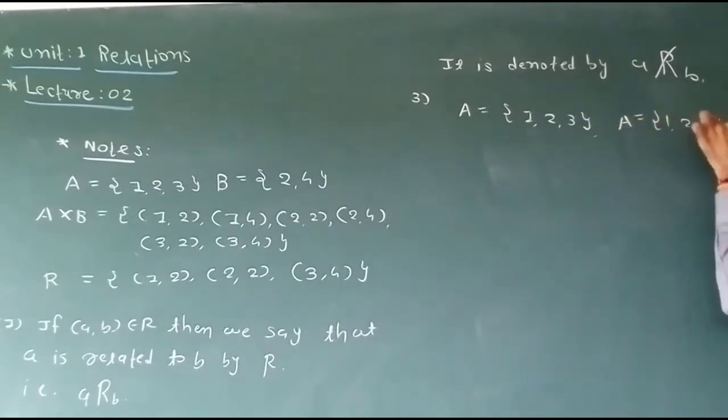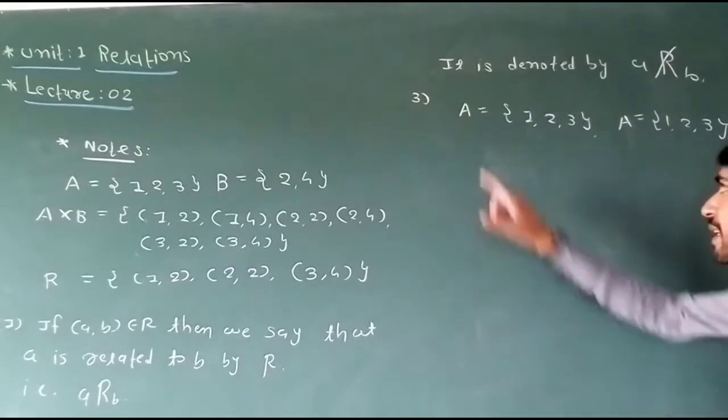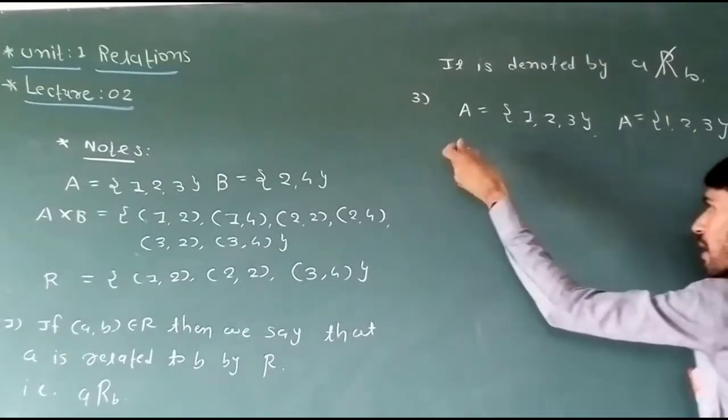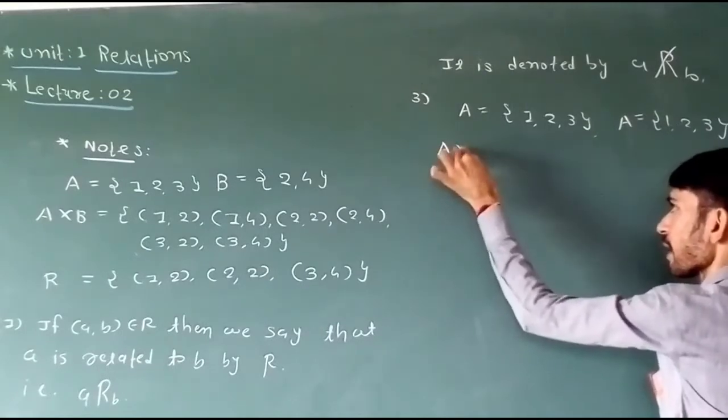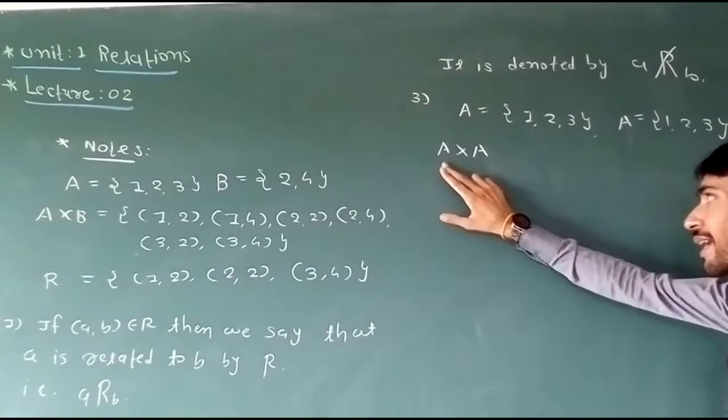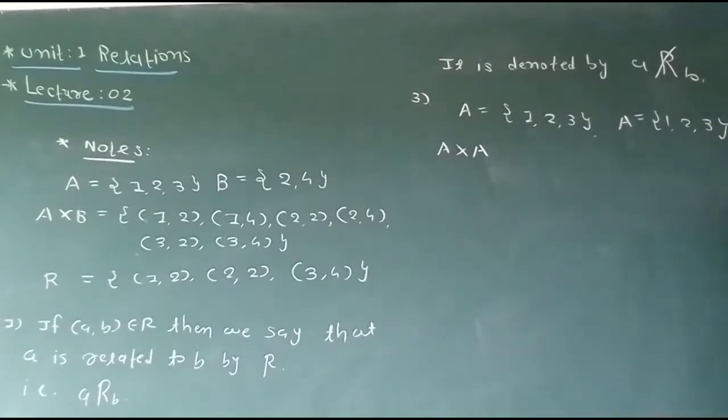Now we consider one set A equal to {1, 2, 3}, and we define the Cartesian product of set A on itself. Here we write A cross A, so this is called the Cartesian product of A on itself. So how to define it?